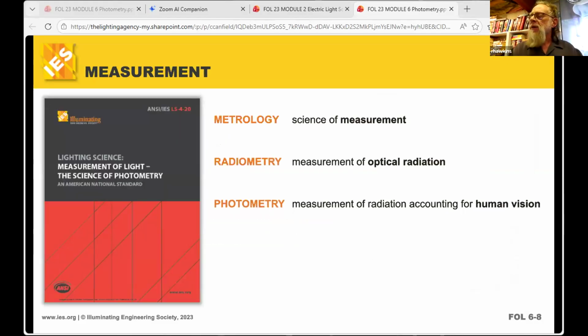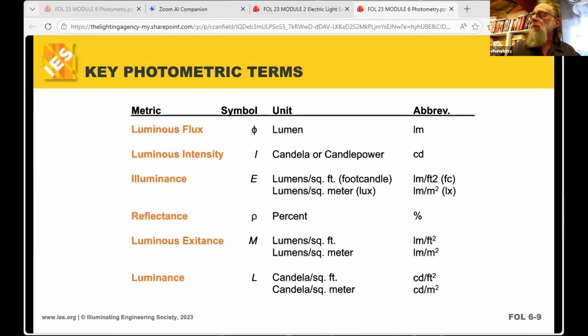All right, so we talked a little bit about that. Radiometry, that's what I talked about when you measure the output of the fixture across the spectrum. And then photometry is when we apply the V lambda curve to it. Now we understand how that thing puts out light for us to see as people.